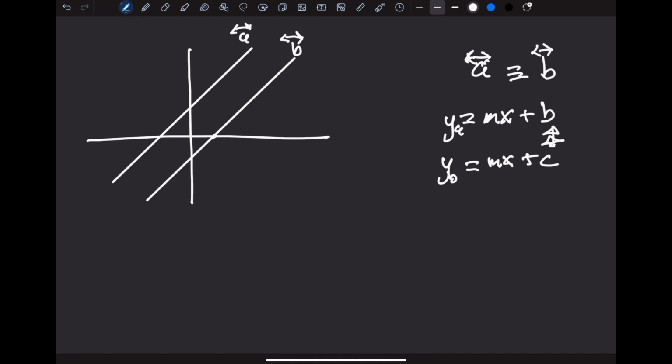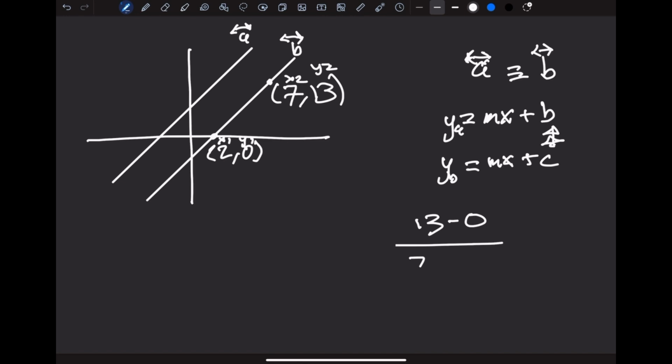So let's say they told you the x-intercept here, which is, let's say, (2, 0). And let's say they told you here, I don't know, let's say (7, 13). So just using the same formula, we can say let this be x2, y2, and this be x1, y1. Now you can say 13 minus 0 over 7 minus 2 gives you 13 over 5. So that is your slope. So then you know that's the slope for both lines because they're parallel.